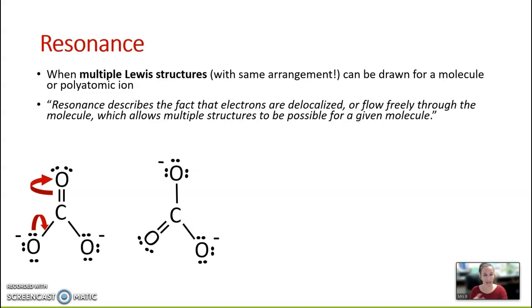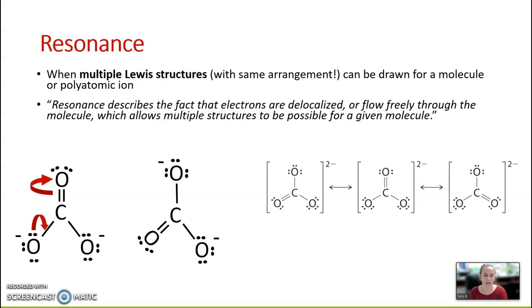And because electrons can move, that's a possibility. What we really get is 3 Lewis structures that we could draw for the carbonate polyatomic ion. We can draw this one, or this one, or this one. So whenever we have 3 Lewis structures that we could draw that have the same arrangement and differ only in the location of electrons, you're probably dealing with a molecule that exhibits resonance.